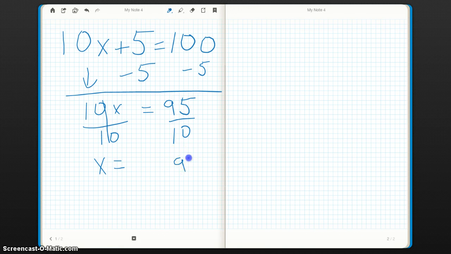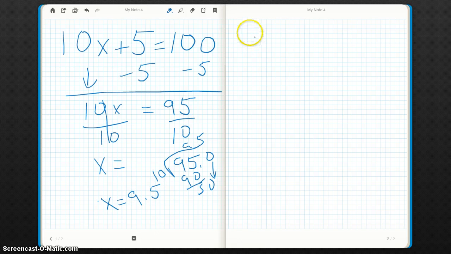And x is equal to, let's say we're not quite sure. We're not in the everybody gets to use the calculator phase quite yet. 95 divided by 10. I get to put it on there. I got a 9. It gives me 90. 5 left over. Bring up a decimal point. 0 comes down. 50, well, I know that that's 5. And x is equal to 9.5.